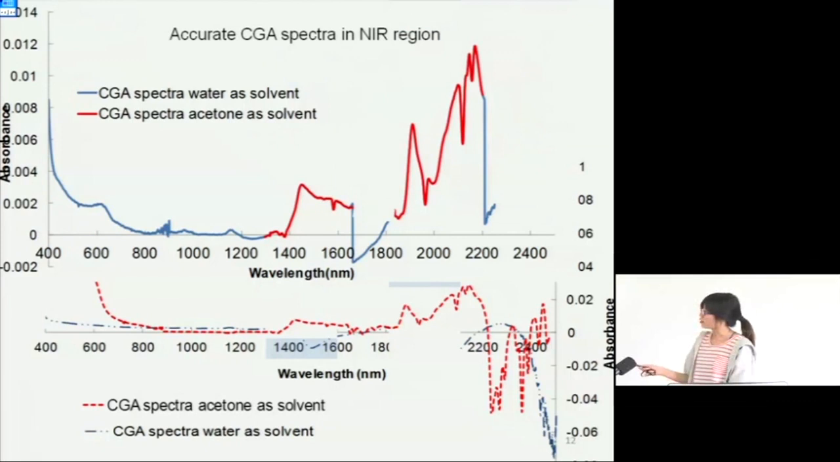Then I get the accurate CJ spectrum. And because after 2100 nanometers both acetone and water have strong absorption, after this wavelength I removed the data.